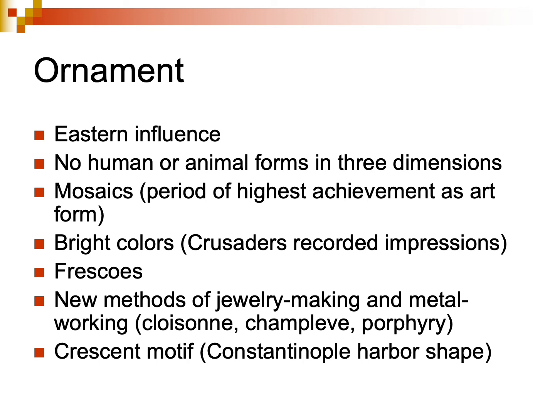The main art form was mosaic, which reached its height during this time period. And based on the notes of crusaders, we know that bright colors were often used in the spaces. Frescoes were still popular, but we also saw new methods for jewelry making and metalworking, which probably ties back to that skill in mosaics. When you're used to working with small tiles, jewelry making and metalworking are kind of a natural extension of that. And then lastly, we also see the rise of the popularity of the crescent motif due to its association with the harbor of Constantinople.